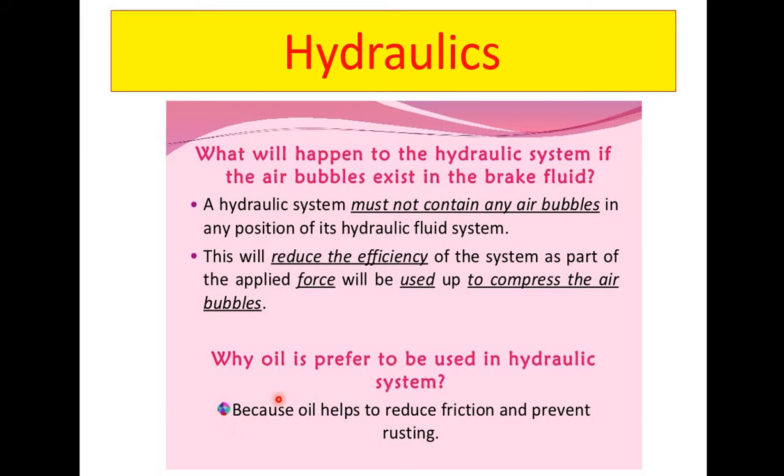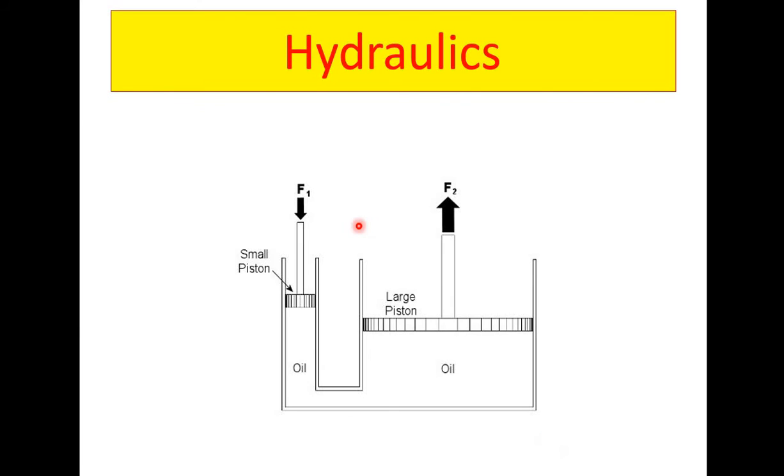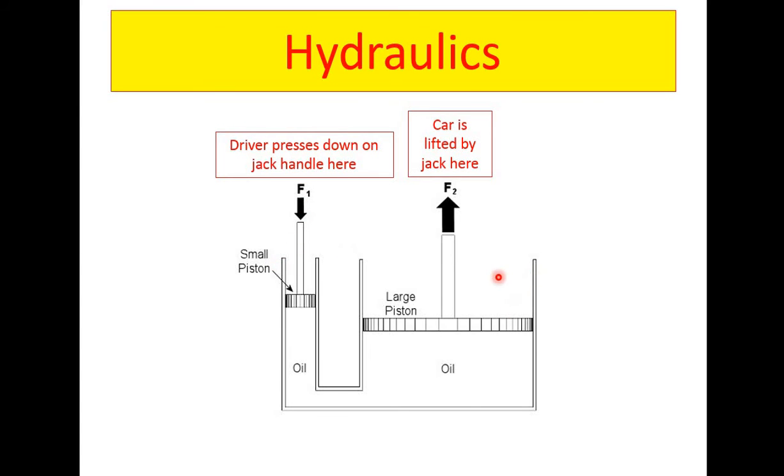Another one here: why is oil preferred for use in a hydraulic system? Because oil helps to reduce friction and also prevents rusting. Let's see some examples here. This is the hydraulic system. Let's say a driver presses down on a jack. We call this the jack handle, and this area will lift the car by the jack here.